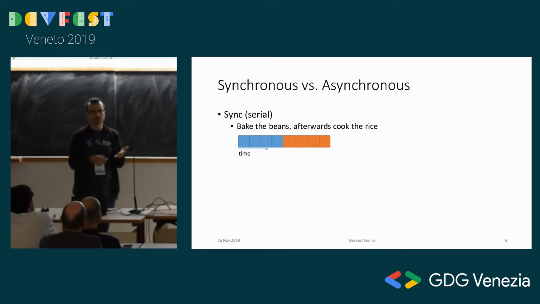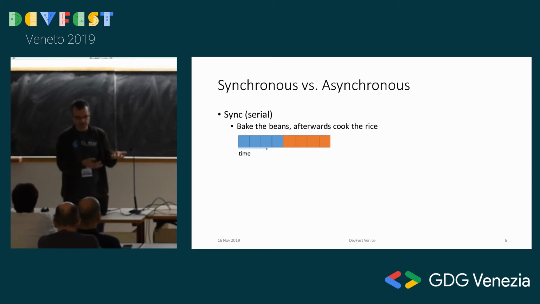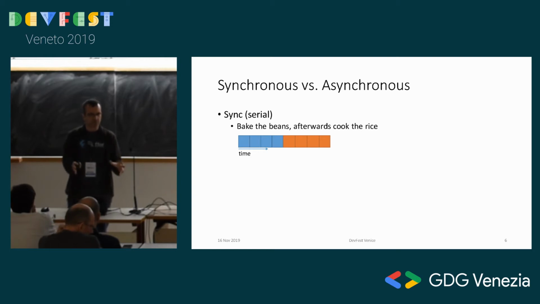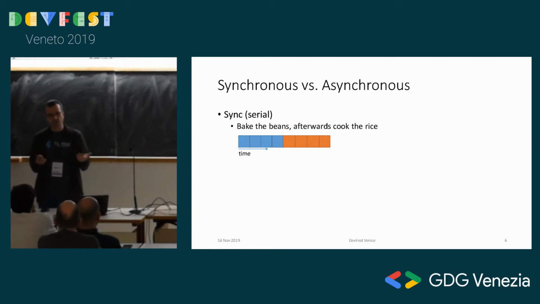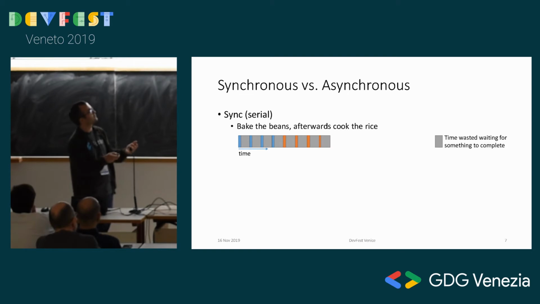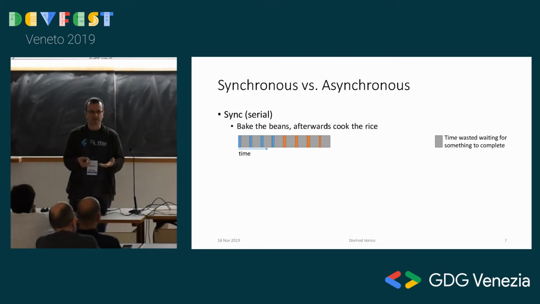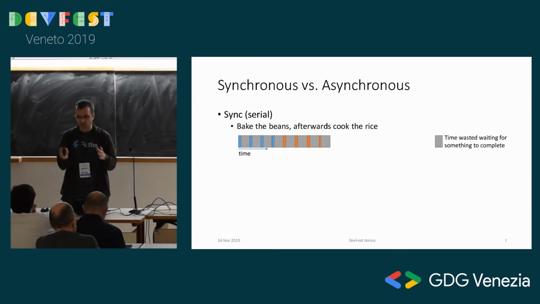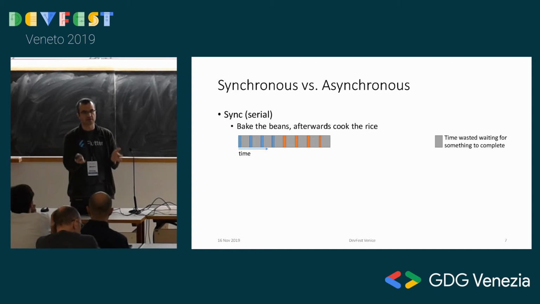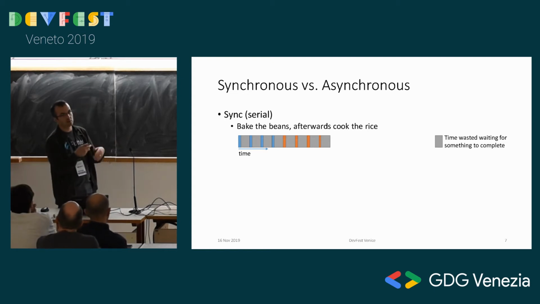So let's talk about synchronous versus asynchronous with an example. I want to cook dinner and I want to make beans and rice. Do I just cook all the beans until they're perfectly ready and then start doing the rice? No, I interleave them, because if I do it like that, there's a lot of time wasted, right? I prepare the onions, fry the onions, and wait for the onions to fry, wait for the water to boil. I don't do that. If I do that, I waste a lot of time.